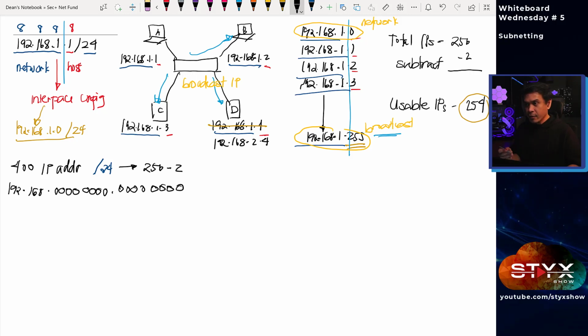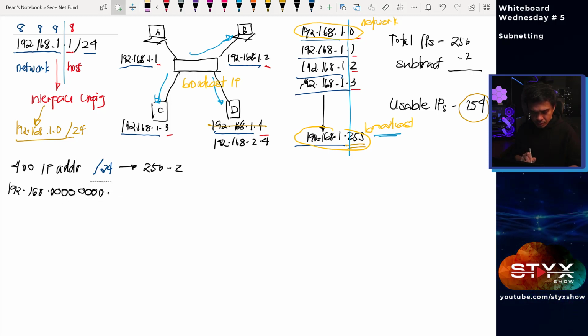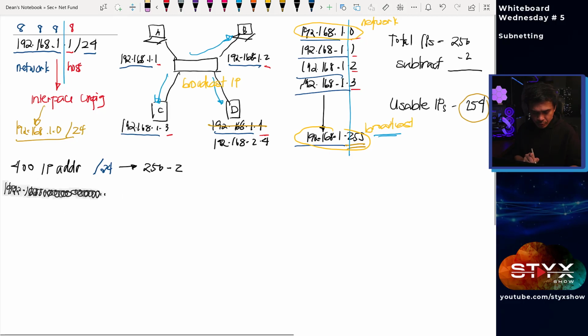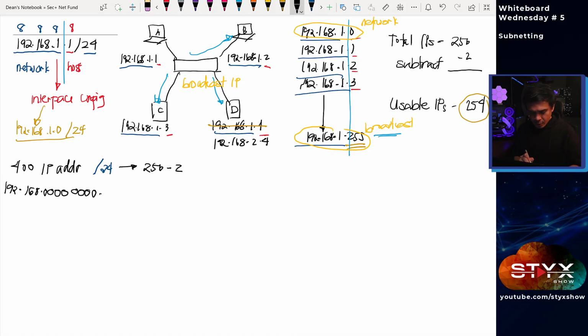There. So this is the first IP address, and I need space, so let me just move this a little closer to the left. There you go. And I'm gonna add 0, 0, 0, 0, 0, 0, 0, 0. So this is our binary value of the third octet and fourth octet. And because this is the first value, all zeros.